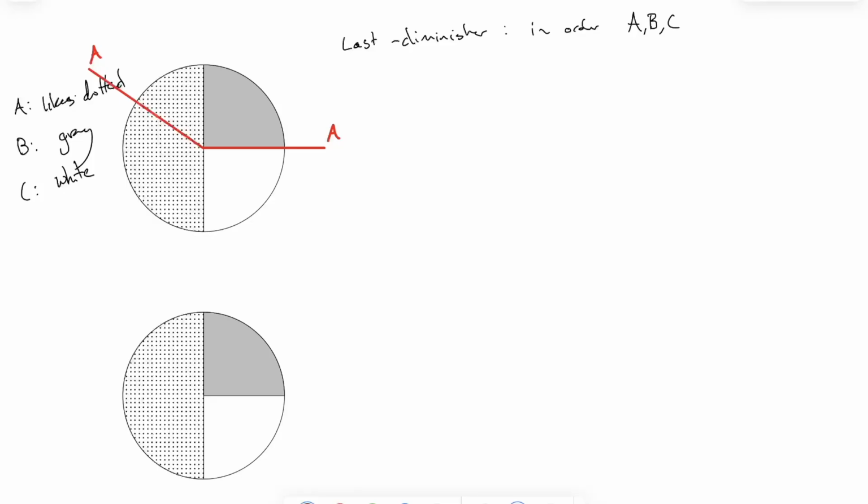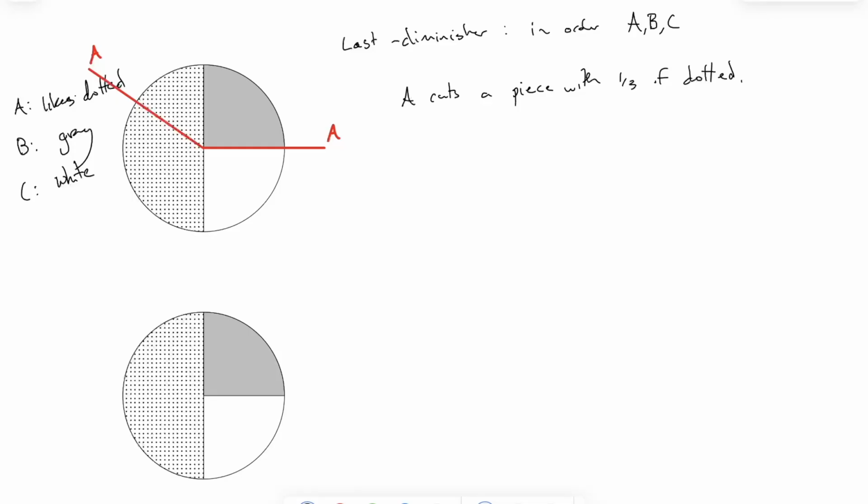So my little commentary here, A cuts a piece with 1/3 of the dotted area. That's because that's the portion that they value. And there's 3 people in the mix here, and so they should be cutting out 1/3 of the value. All right, and then this piece gets evaluated by B and C in that order.